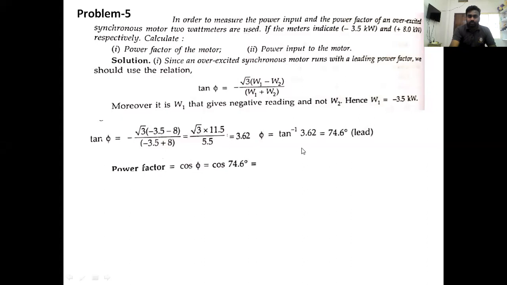212, is there an issue? 246 got 0.26 lead. 247 got 0.265. If you have any problem, just let me know in the chat. 257 got 0.265 lead. Okay, let me check the answer.